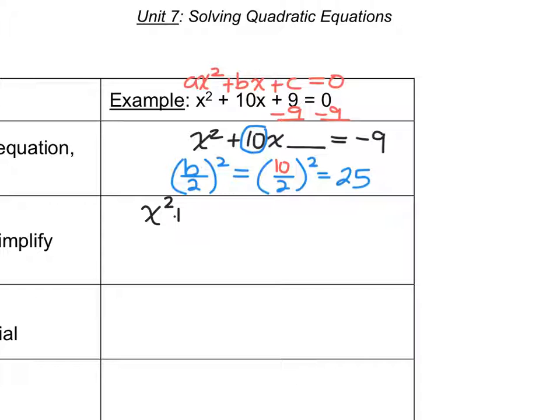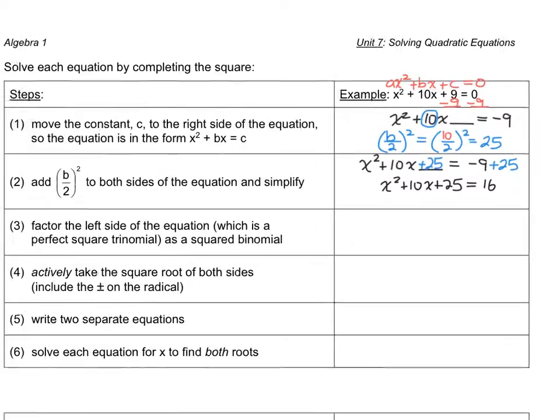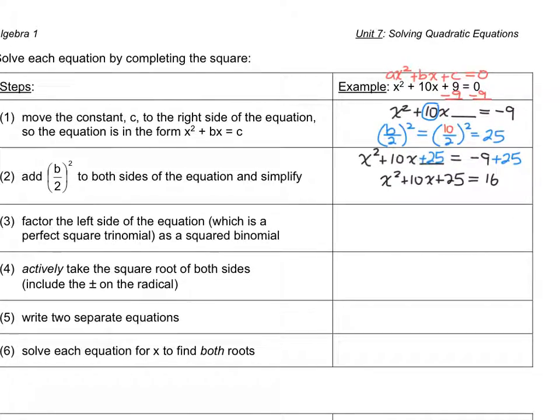So x squared plus 10x. I have my little blank there. I'm going to add 25 to both sides. And then simplify. So x squared plus 10x plus 25 equals 16. All right. Next up is to factor the left-hand side of the equation. Now it's a perfect square trinomial.